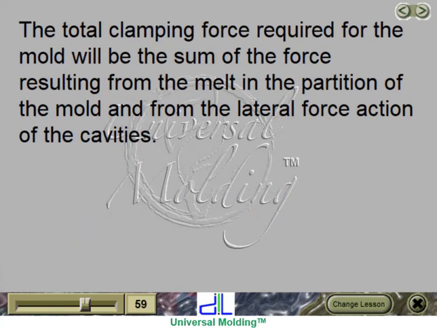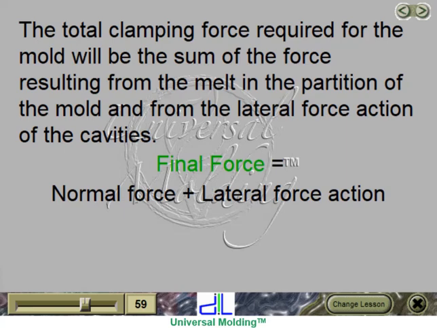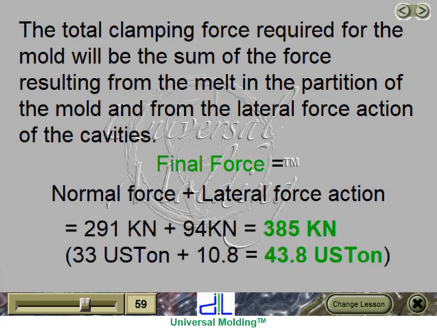The total clamping force required for the mold will be the sum of the force resulting from the melt in the partition of the mold and from the lateral force action of the cavities. Final force equals normal force plus lateral force action, which equals 385 kilonewtons or 43.8 US tons.